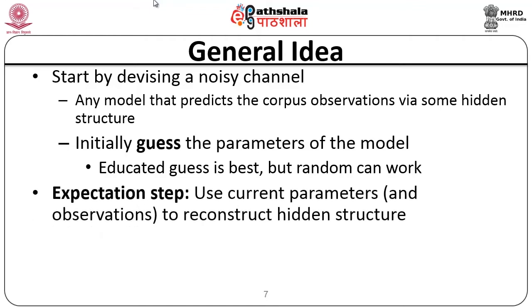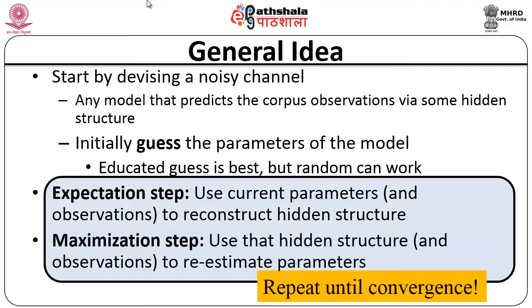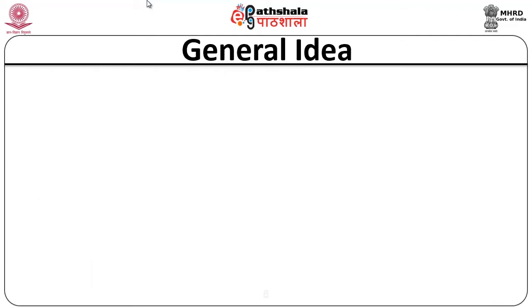Then the expectation step is to use the current parameters that you have just guessed or estimated and the observation given to you, which is some incomplete data, and reconstruct this hidden structure. Then the maximization step is to use this hidden structure, that is the observations that you have newly got, and re-estimate the parameters of the model, and you keep on doing this until convergence is reached.